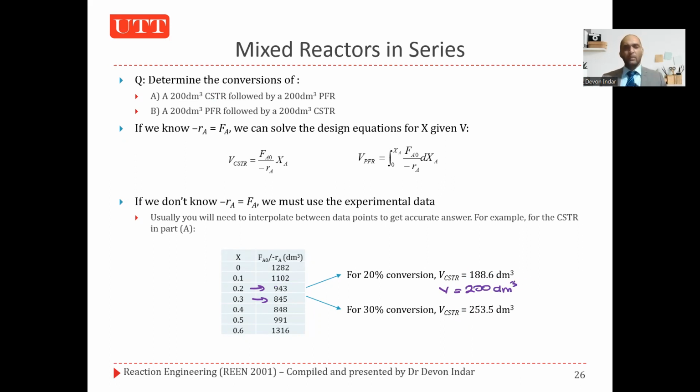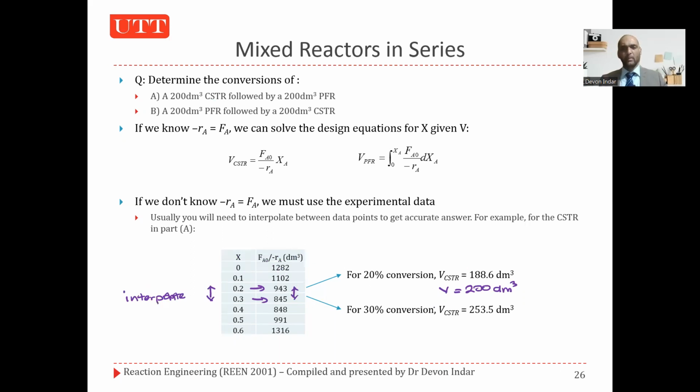So in that case, what you'd have to do is interpolate between these 2 points to figure out what your actual conversion would be. Once you figure out what your conversion would be, you could interpolate between these 2 points to find the value of your FA0 minus FA and double check your answer. When you're doing these types of calculations, it's always important to double check your answer.